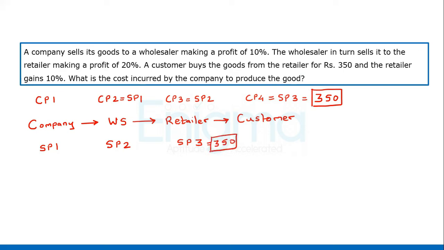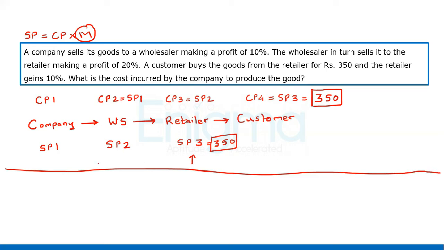Now, because we have been dealing with cost price, selling price, and profit or loss percentage, we can easily use a very simple formula: selling price is equal to cost price into multiplier. Now this multiplier depends on the profit percentage. So let's use it for the retailer. Let's form an equation for the retailer. So the selling price is 350. We already know it.